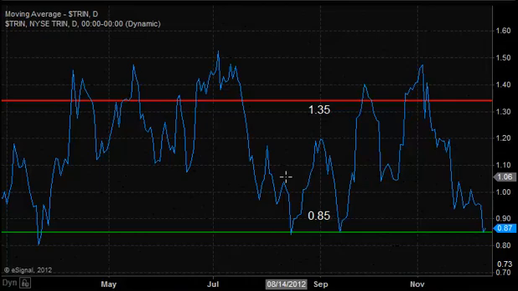Once the 10-day average hits or falls below the 0.85 area, that tends to be a fairly decent overbought condition in the market, where the market can either no longer go higher and has to go sideways, or it has to have some kind of a reversal to work off that overbought pressure in the equities.